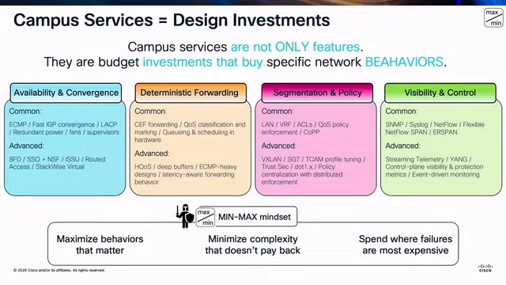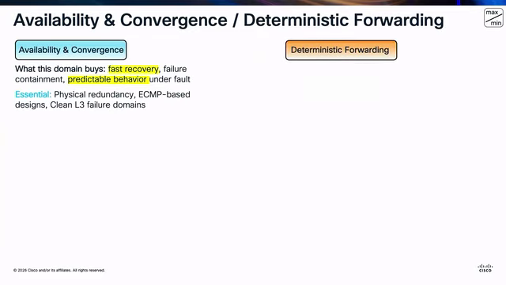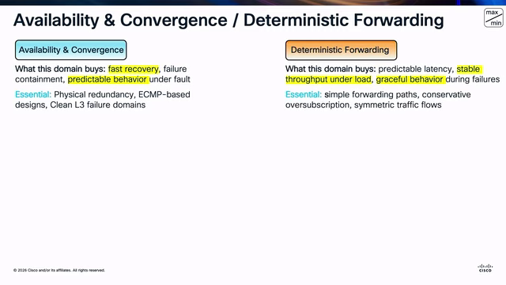And you want to invest your money where the failure is really of critical importance. So if we focus on the first two, availability and convergence, as well as deterministic forwarding, what availability buys you is that you can recover quickly should a failure occur, or you've got predictable behavior when the failure occurs. On a basic level, that means you've got physical redundancy, EtherChannel bundling support, and an ECMP-based network design.